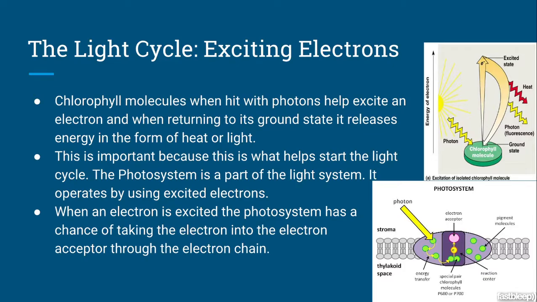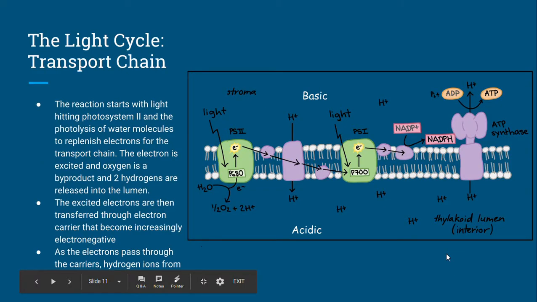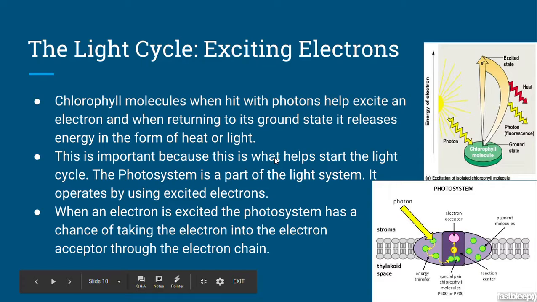The light cycle starts off with a photon of light hitting a photosystem. A photosystem is what receives the photon of light to help excite an electron in a chlorophyll molecule to help in the transport chain for a light cycle. So the chlorophyll molecules, when hit with photons, help excite an electron, and when it returns to its ground state, it releases energy in the form of heat and light. This is important because this is what helps start the light cycle. The photosystem helps by using these excited electrons, and when they're excited, it has a chance of taking the electron into the electron acceptor and possibly through the electron chain through the light cycle.